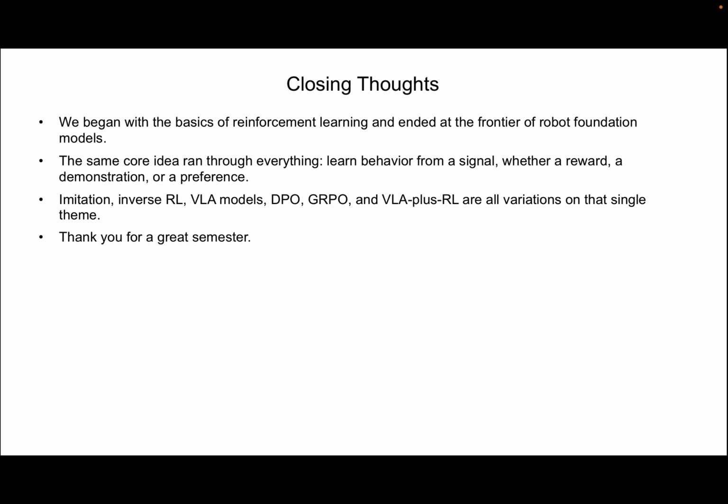And so from the beginning of this course, we began with the basics of reinforcement learning and ended with the frontier of robot foundation models. The same core idea ran through everything: learn behavior from a signal, whether a reward, demonstration, or preference. Imitation, inverse RL, VLA models, DPO, GRPO, VLA plus RL are all variations on that single theme.